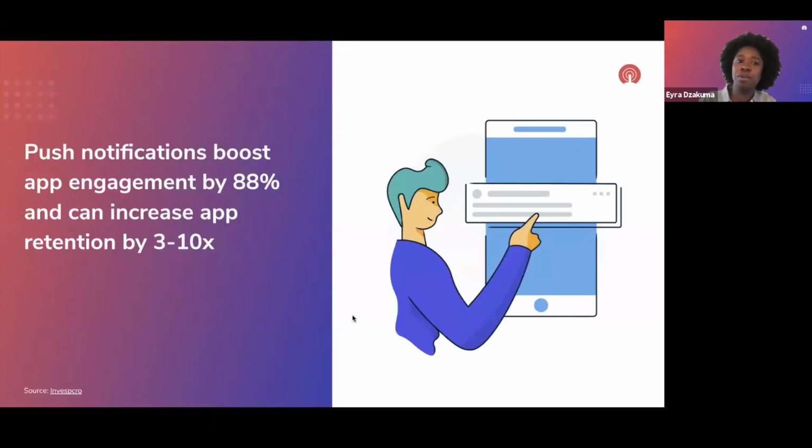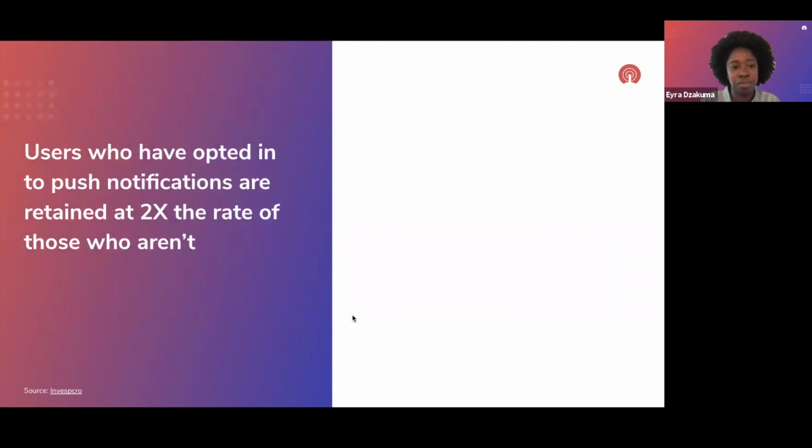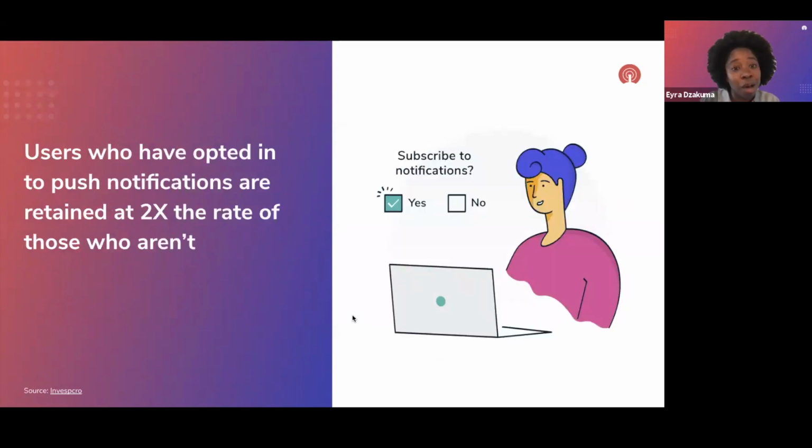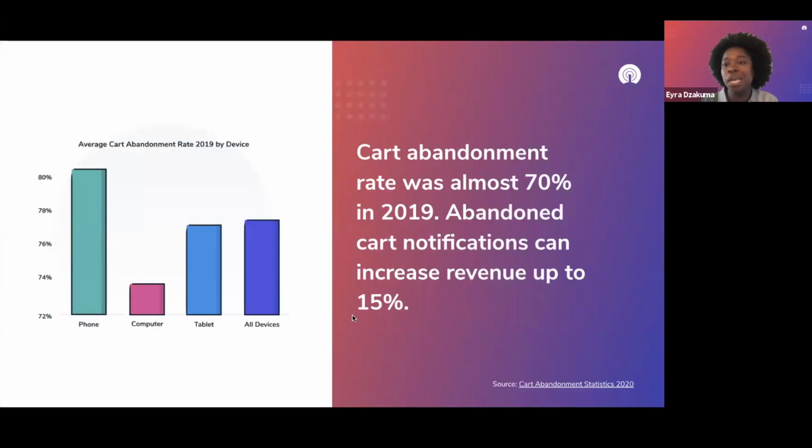So as a quick review, I just wanted to highlight a few other ROI stats. Push notifications do boost app engagement by 88% and can increase your app retention by up to 3 or even 10 times as much. We found that users who've opted into push notifications are retained at 2 times the rate of those that aren't. And finally, cart abandonment in 2019 was at a rate of almost 70%.